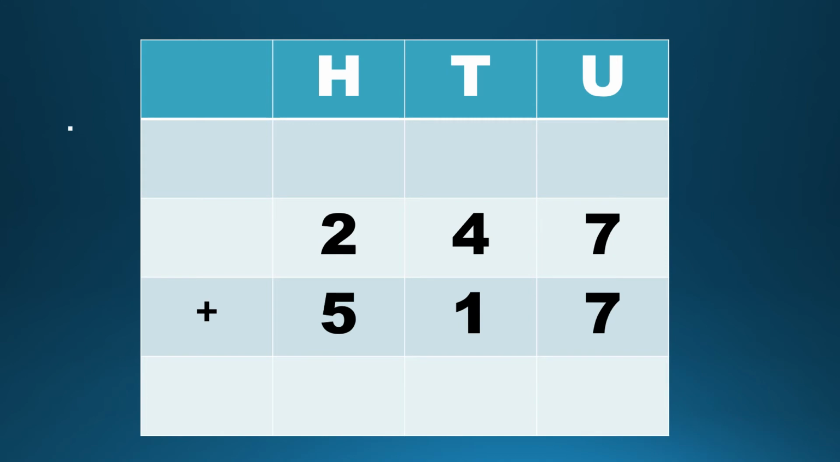So let us add 247 plus 517. We begin, as you know, from the units place. We have 7 plus 7. The answer is 14. So we write 4 in the units place, and the 1 ten we carry over to the tens place. Now here we added 4 plus 1, which is 5, plus the carryover 1. So the answer is 6.